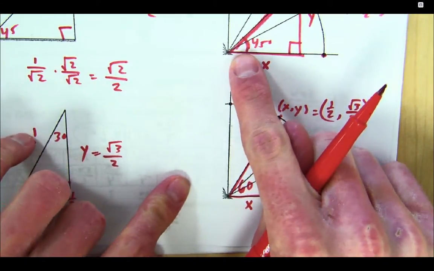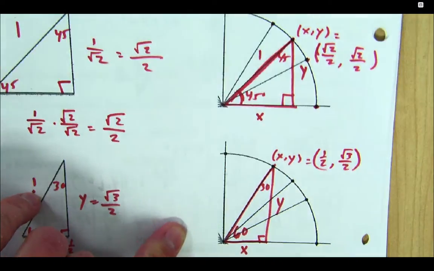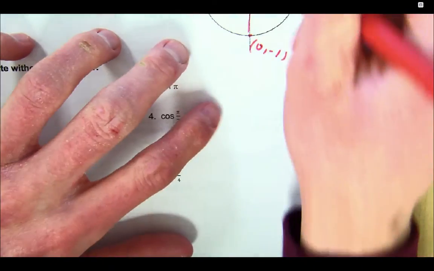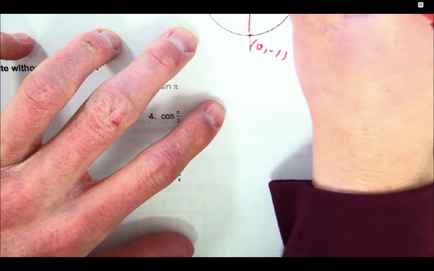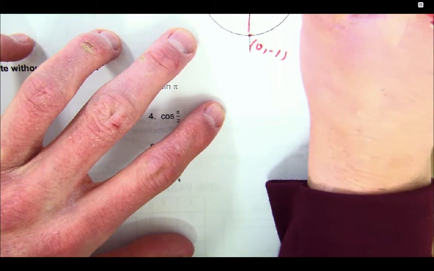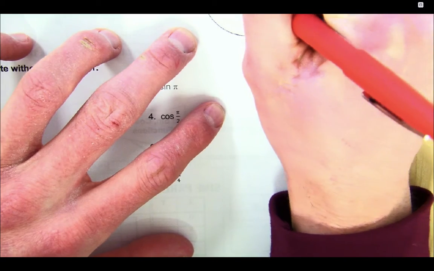We saw that at 45 degrees, our coordinates were root 2 over 2, comma, root 2 over 2. So root 2 over 2, comma, root 2 over 2. Now that's at 45 degrees.